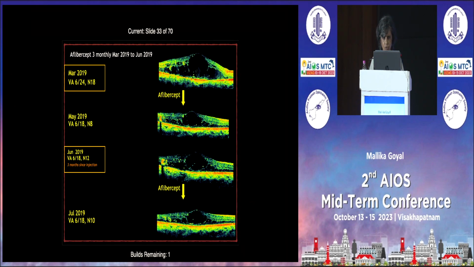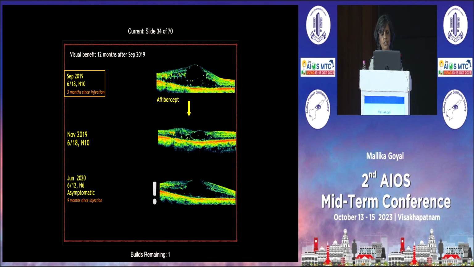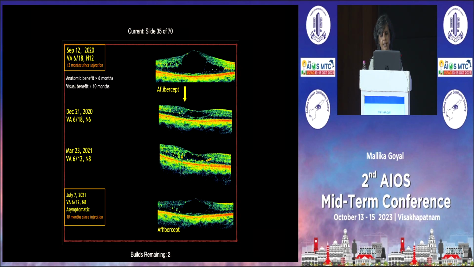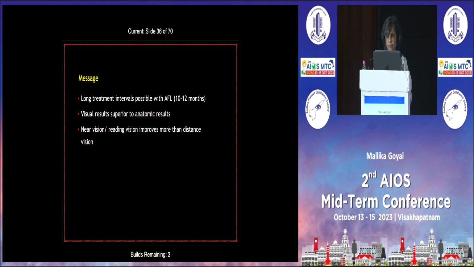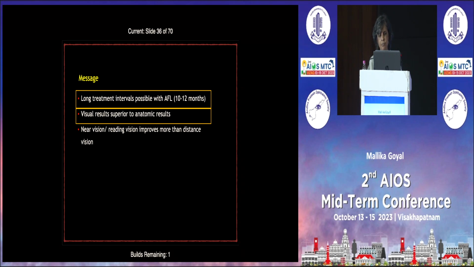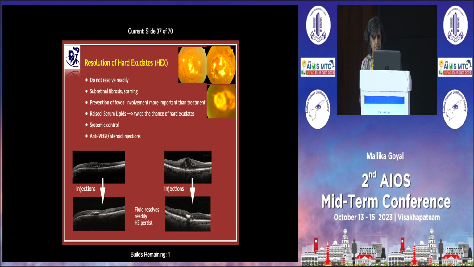This is a patient who had already tried ranibizumab. We gave aflibercept, immediate improvement in vision. He was very happy. And then we are injecting him only at 9 months with excellent vision. And then at 12 months only. And vision is N6. He's a clerk, bilateral injections. So long treatment intervals with visual results superior to anatomic results, and near vision improving more than distance vision, which is what most of the patients need.